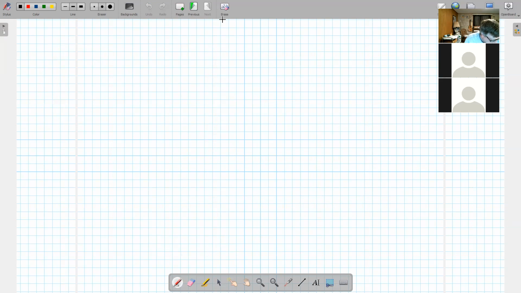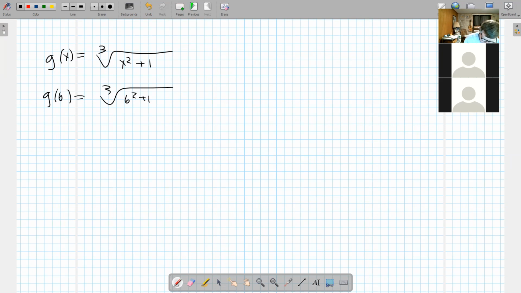It says g of x equals the cube root of the quantity x squared plus 1. And they want g of 6. So we get the cube root of 6 squared plus 1, which is the cube root of 36 plus 1, which is the cube root of 37. Okay. So now, how do you find a cube root?